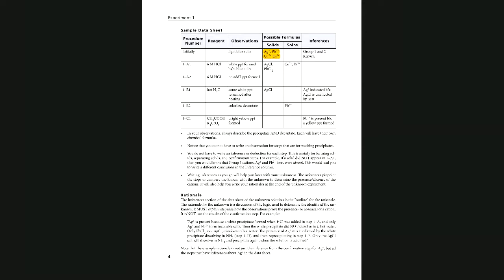The observation part is going to be completed in the lab. These steps, the reagents that you're adding, are based on the procedure, so you have it in the lab manual.